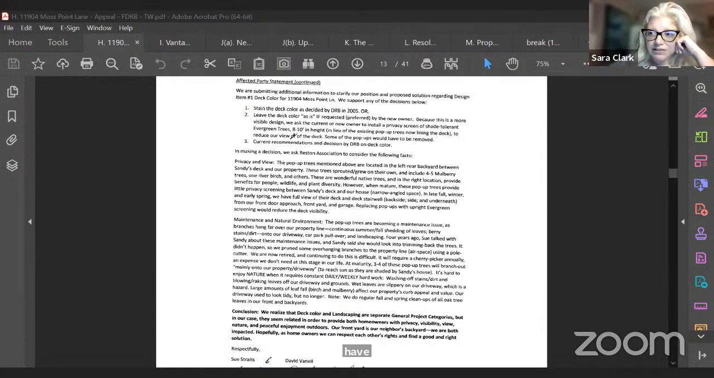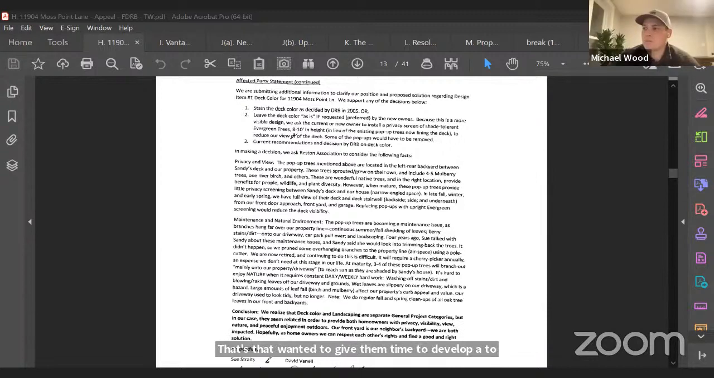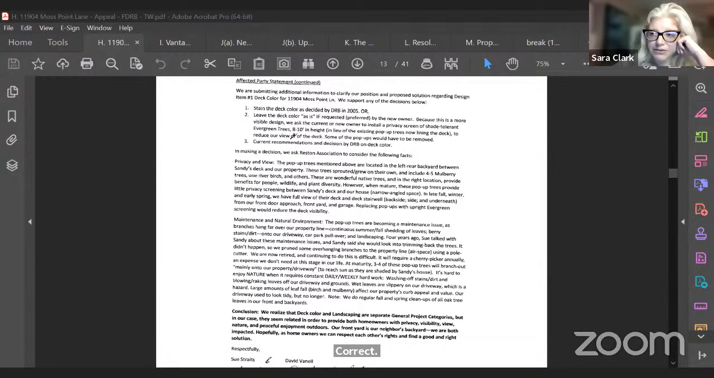I think we were leaving it open-ended on what they wanted to plant, but wanted to give them time to develop and submit a planting plan that was going to be approvable by staff for that screening. Okay. Correct. Yeah, we agree. My recollection is that the panel agreed unanimously that there was justification for screening from the neighbors for their view of the non-conforming colored deck.